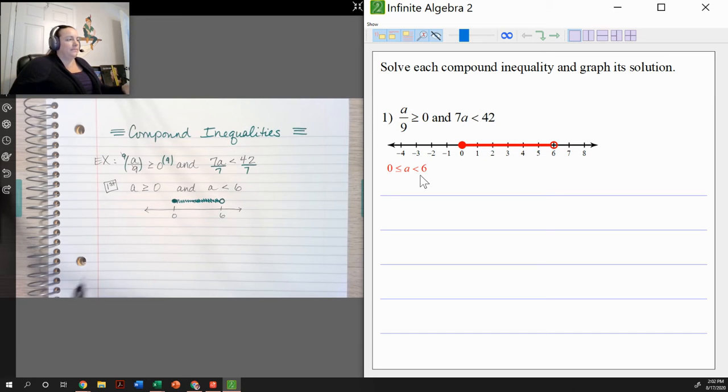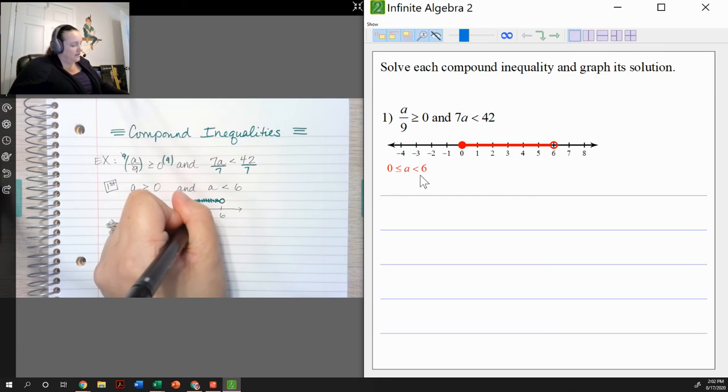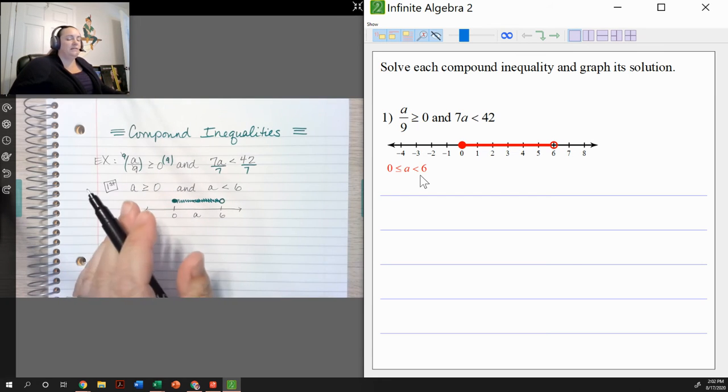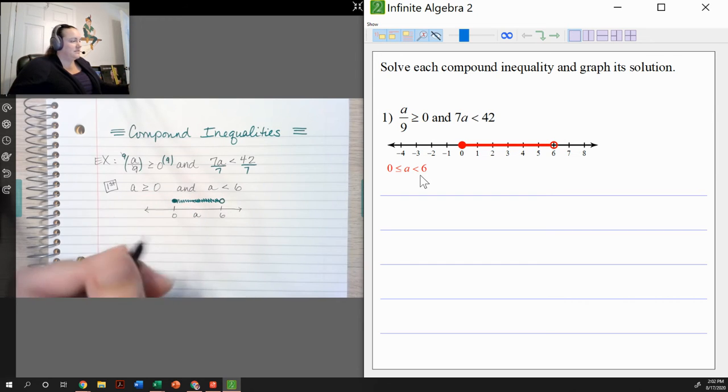How do I do that? This is what I tell all my students. Look at your number line. All you have to do is take this variable, which is a, put it in the middle, and it'll always be the less than symbol, never the greater than symbol.